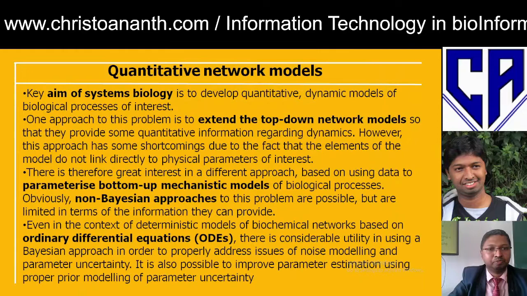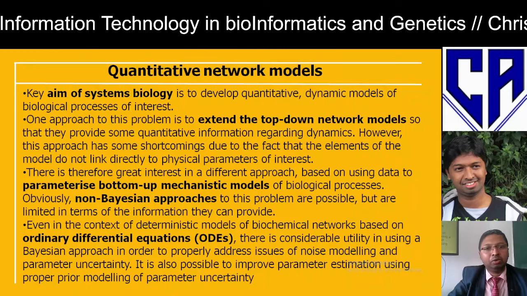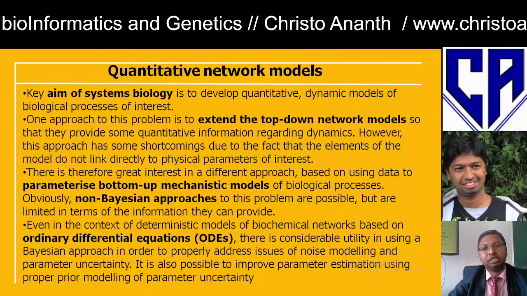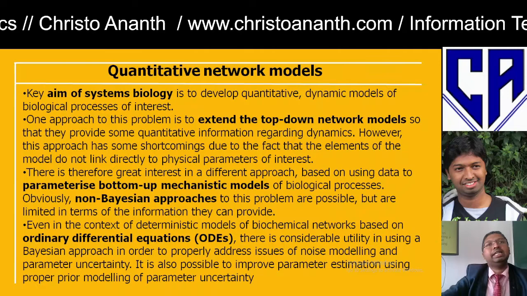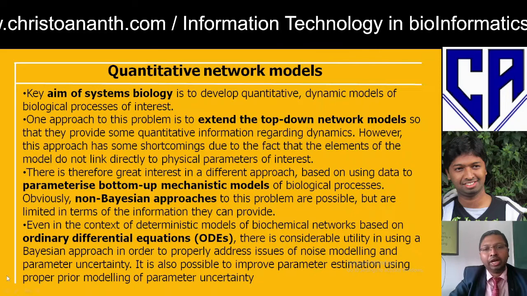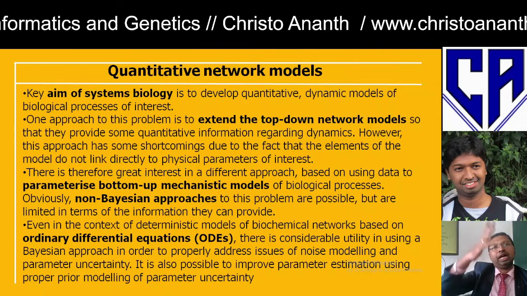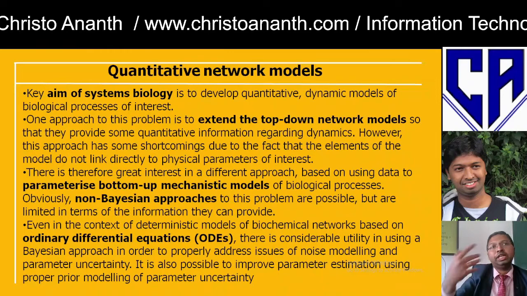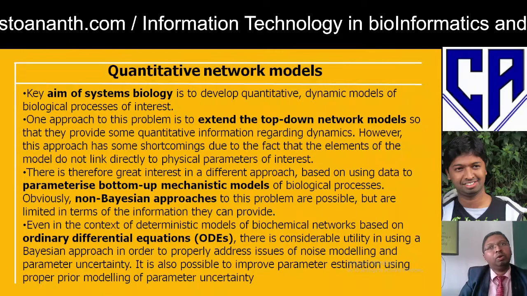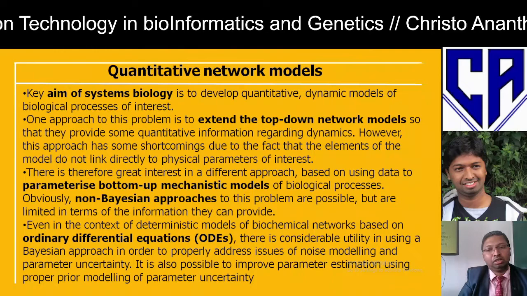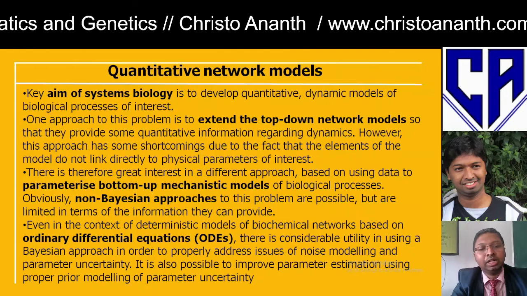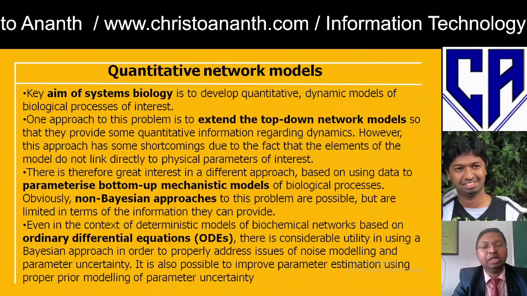Fine. Next we go into the quantitative network model, where we will have systems biology, where we establish both a qualitative as well as a quantitative model. This quantitative network model is all about extending the top down model. We extend the features of the top down network model, where we parameterize whether the non-Bayesian approaches are useful or not. Earlier, if you remember, we started with Bayesian methods and afterwards we used Bayesian networks, with no need of Bayesian methods. Now we are going to build a quantitative network model and see whether we can build a solution without this Bayesian approach. There is another solution for these networks, which we call ODE, ordinary differential equations. That would also address noise modeling as well as parameter uncertainty.